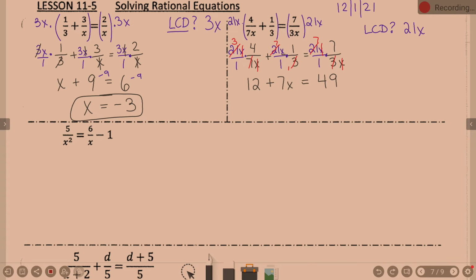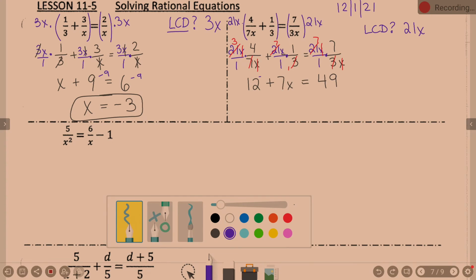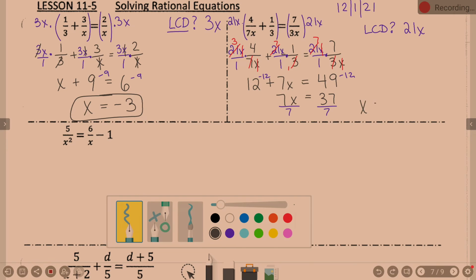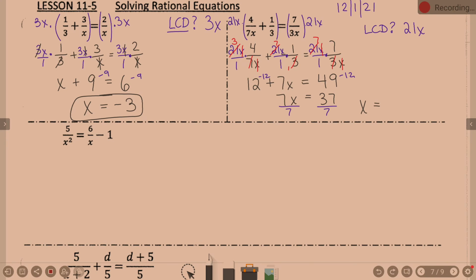Okay, this equation isn't quite as easy as the last one. However, it's not horrible. How do I get x by itself? To get 7x by itself, subtract 12 to begin with. 12 minus 12 cancels. 7x equals 49 minus 12, which is 37. If it's 7 times x, I'm going to divide by 7. It's an ugly number, so here's my answer: 37 sevenths. If it doesn't simplify nicely, then we're just going to go with 37 sevenths.